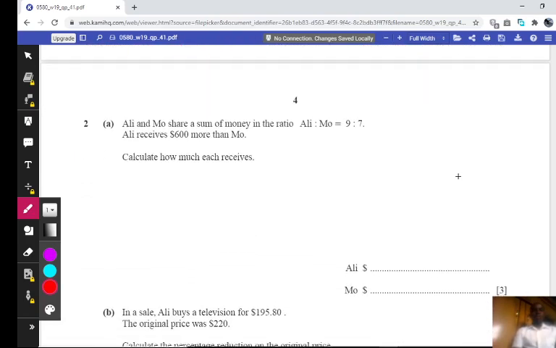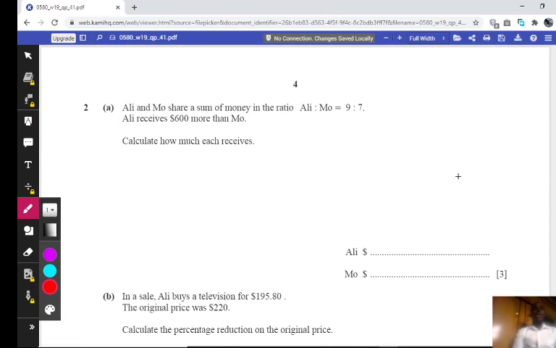Then question number 2. It says Ali and Mo share a sum of money in the ratio Ali to Mo 9:7. Ali receives 600 more than Mo. Take note of that. These are word problems. Word problems are usually problems, but please just understand the mathematical language.